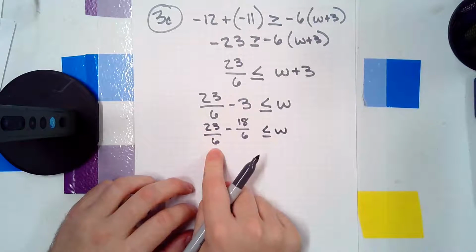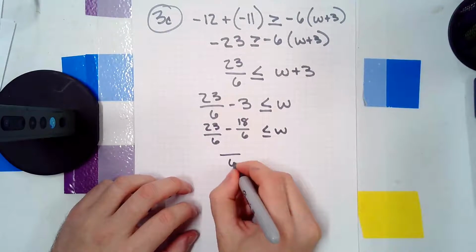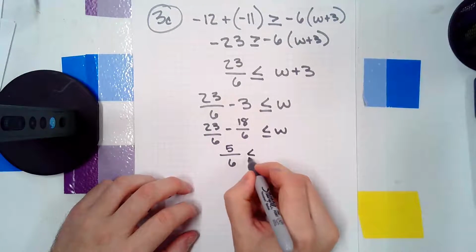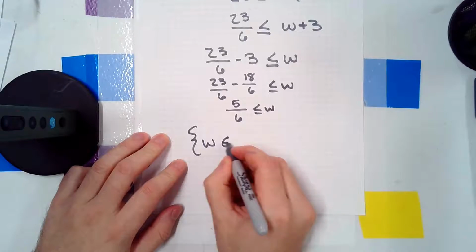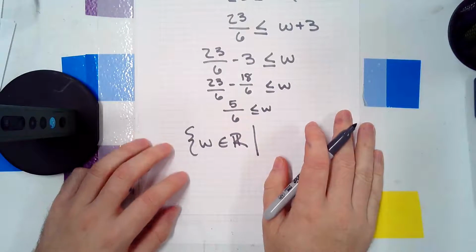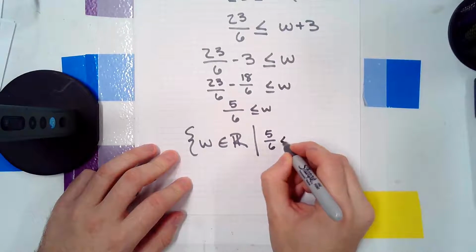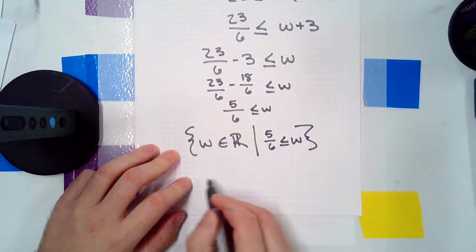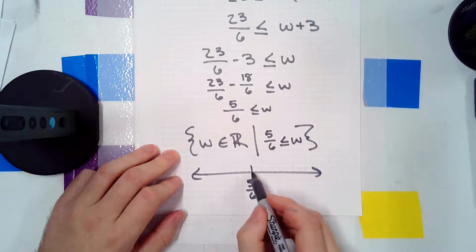So I've got 23 sixths, and we're going to take 18 of those away. How many sixths do I have left? 5. Set notation: W can be anything. I'm going to write it fancy with the R, but you could write it without it. And I know that 5 sixths is less than or equal to W. Here's my number line. 5 sixths. Open or closed?